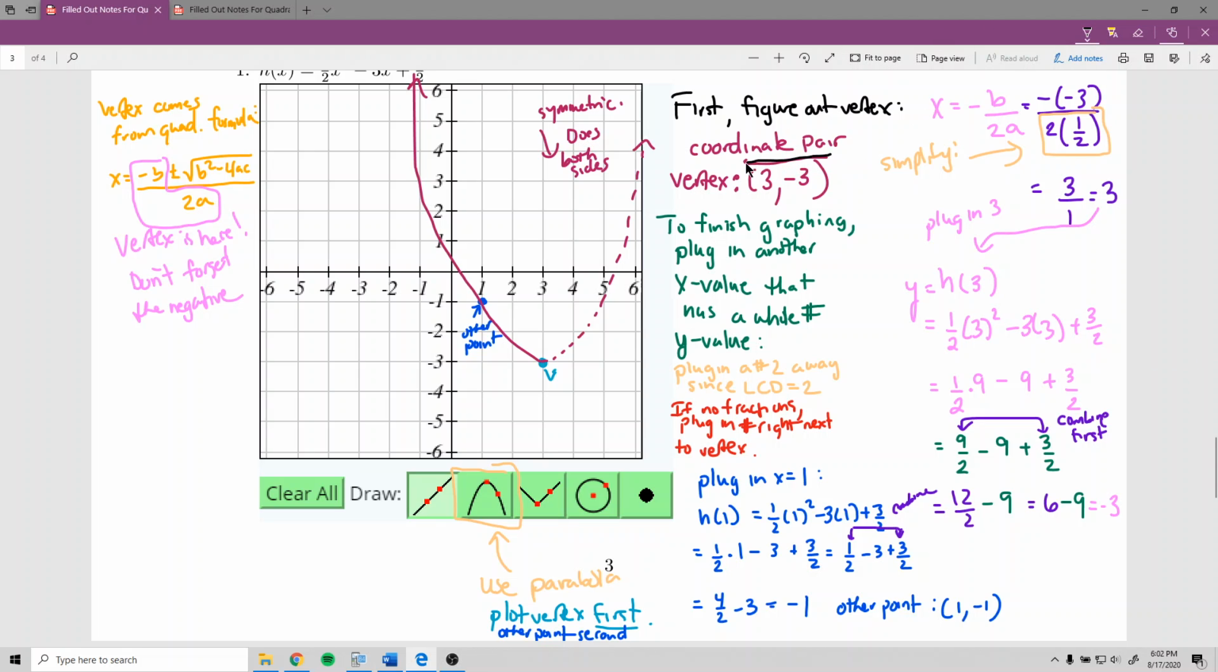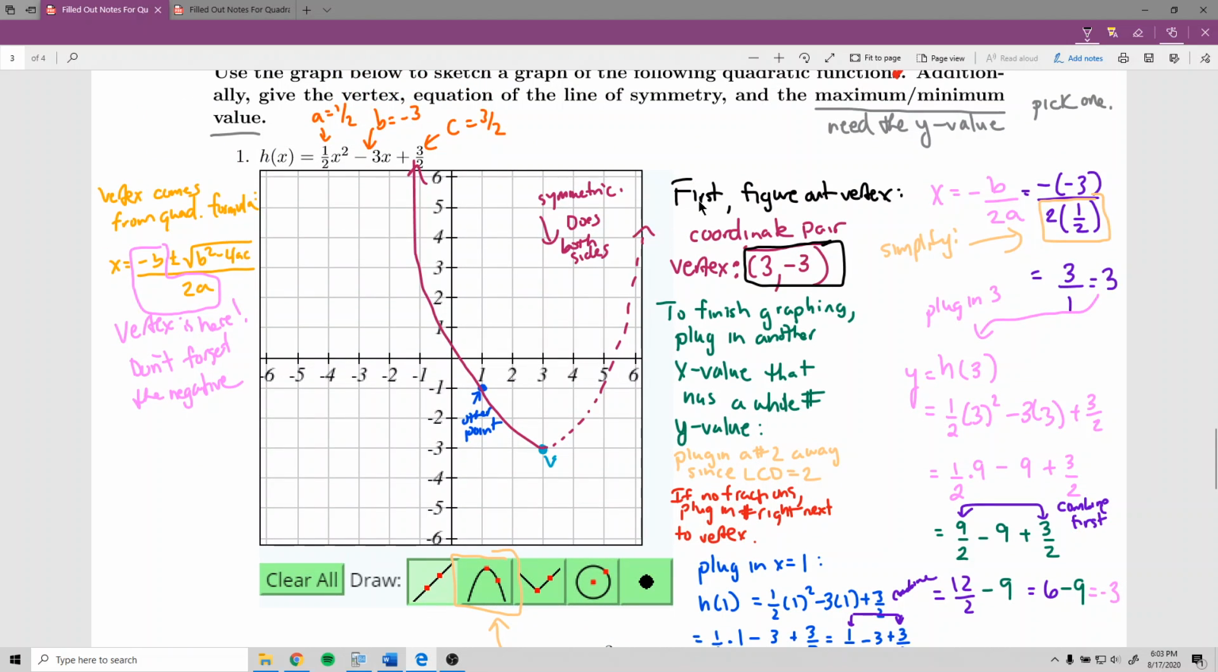And as far as the questions go, we've found the vertex. Everything else asked is based on this. The other two things, we want the equation of the line of symmetry and the maximum or minimum value. So the equation of the line of symmetry, well, remember it's just a vertical line the vertex passes through, so it's x equals the x value of the vertex, which is 3. You don't have to do any work here.